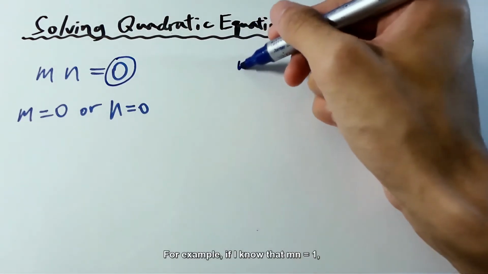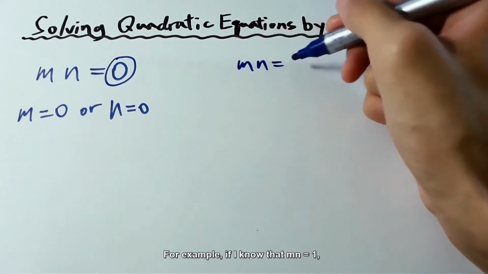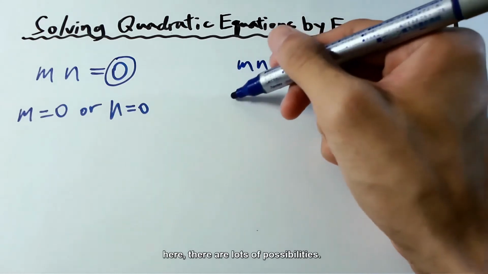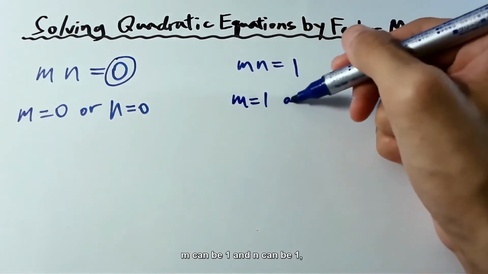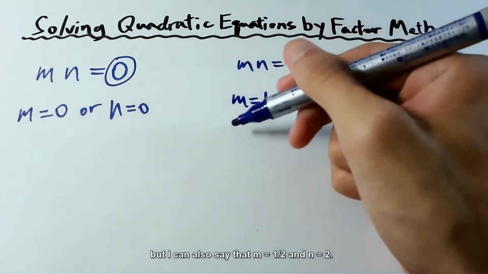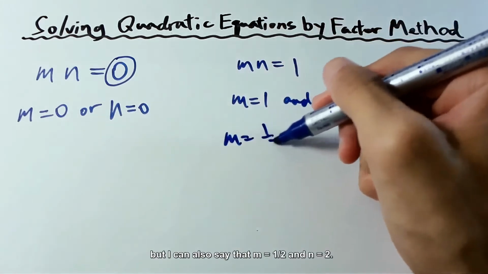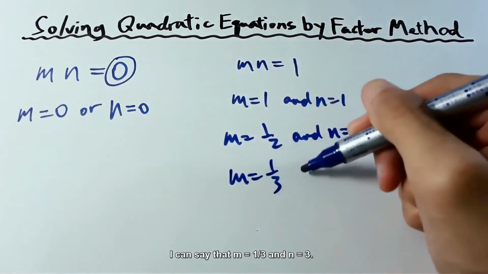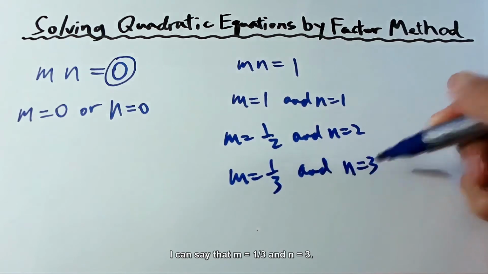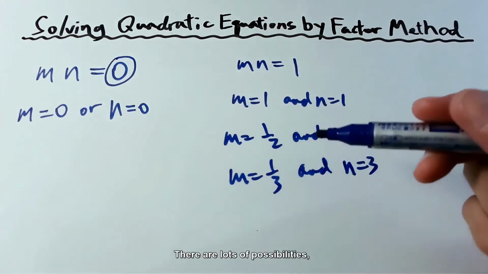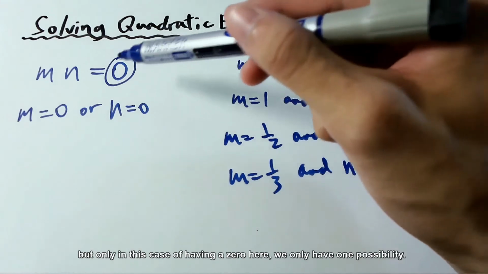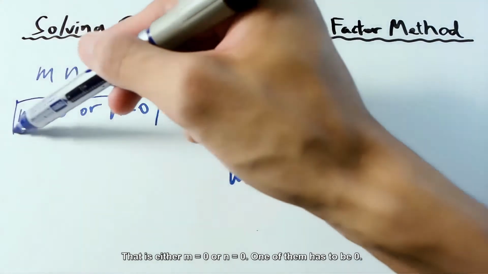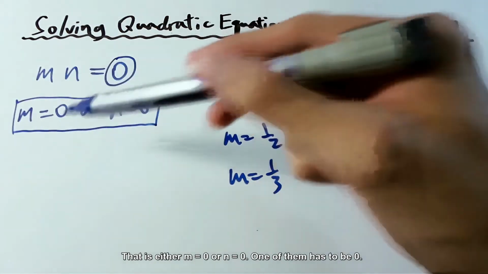For example, if I know that mn is equal to 1, here there are lots of possibilities. m can be 1 and n can be 1. But I can also say that m is equal to half and n is equal to 2. I can say that m is equal to 1/3 and n is equal to 3. There are lots of possibilities, but only in this case of having a 0 here, we only have one possibility. That is either m is 0 or n is 0. One of them has to be 0.